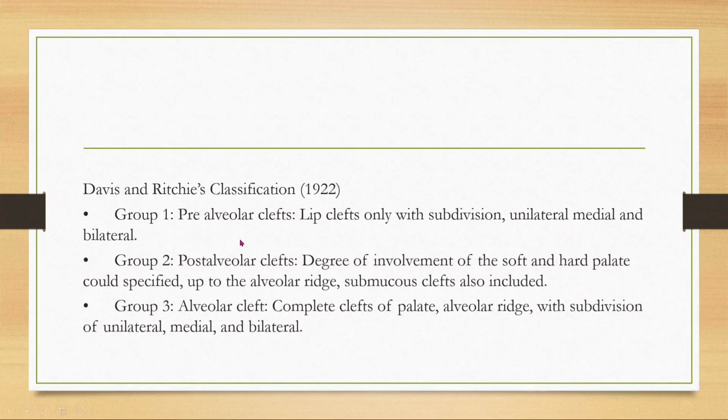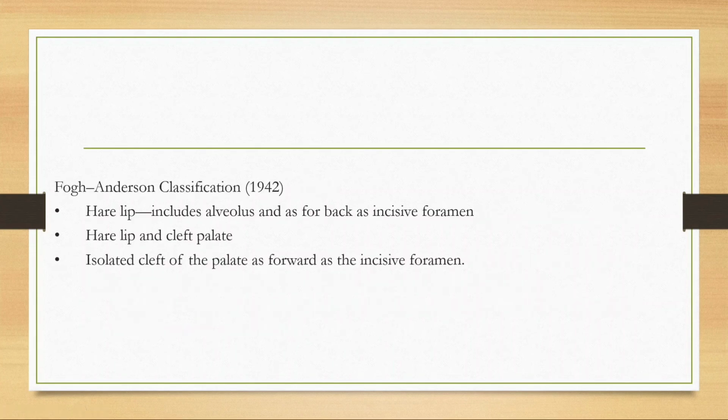Davis and Ritchie's classification: group 1, 2 and 3, prealveolar cleft, postalveolar cleft and alveolar cleft. In prealveolar, lip cleft only with subdivision, unilateral, medial and bilateral. In group 2, postalveolar, degree of involvement of the soft and hard palate up to the alveolar ridge, and submucous clefts are also included. Group 3, complete clefts of palate, alveolar ridge and subdivision of unilateral, medial and bilateral. Another classification, hare lip and cleft, isolated cleft of the palate, given by Fogh-Andersen in 1942.